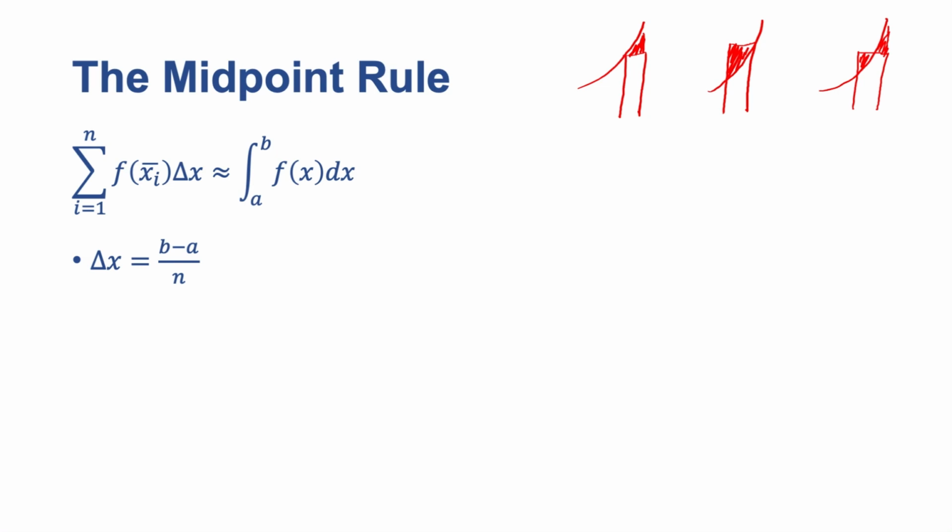And now we can make a formula to solve for x bar sub i. It's going to be equal to 1/2 times (x sub i minus 1 plus x sub i). That should be pretty straightforward. We're solving for the middle of the rectangle. Let's try an example with this approximation method.